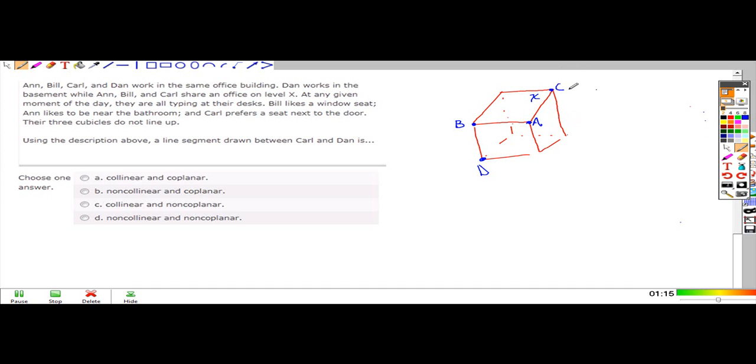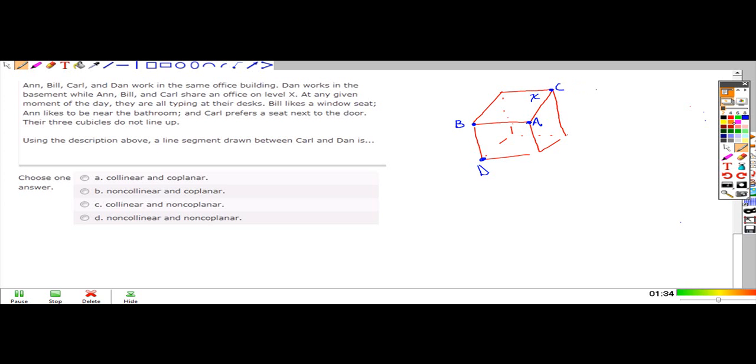They don't necessarily have to be points on the edges or where the edges meet. They can be points anywhere on that plane. And then it says their three cubicles do not line up, and then describe the relationship between the line segment drawn from Carl and Dan.